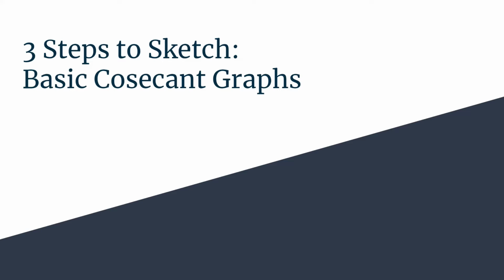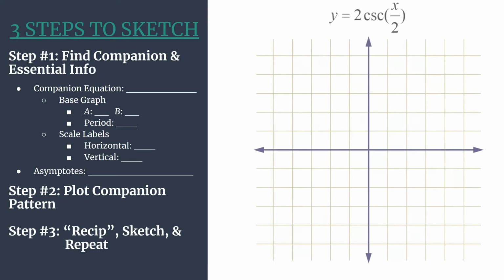Today we're going to look at a basic unshifted cosecant graph, y equals 2 cosecant of x over 2. So here's our template and our equation and grid. Looking at our equation, we see it's in that general form, y equals a cosecant bx. There are no shifts here, and so we know we can use this basic template. This is for unshifted cosecant graphs.